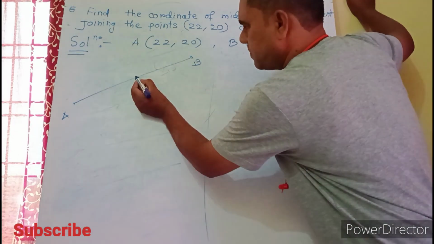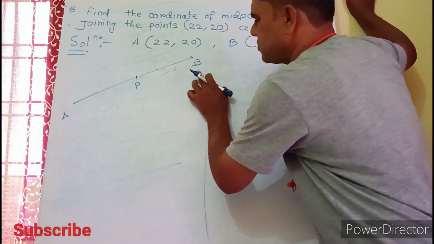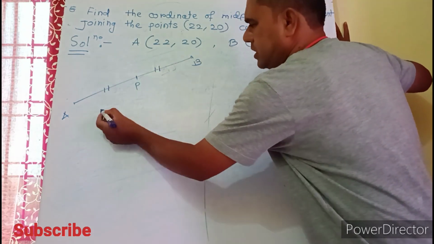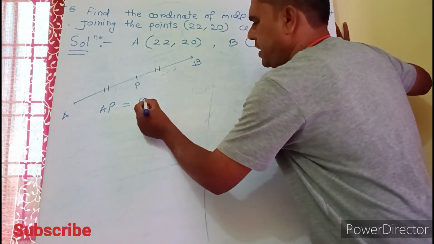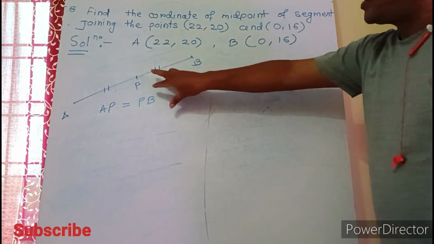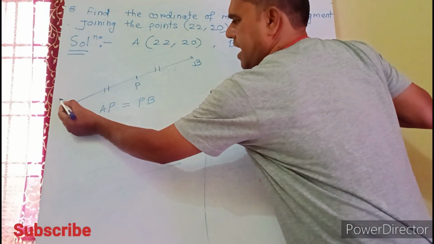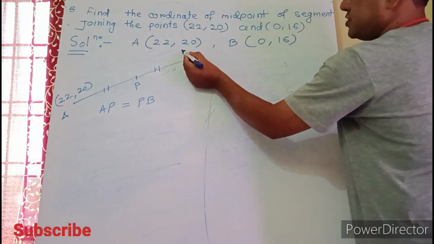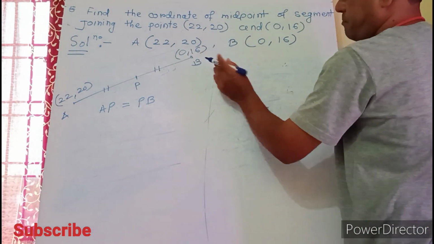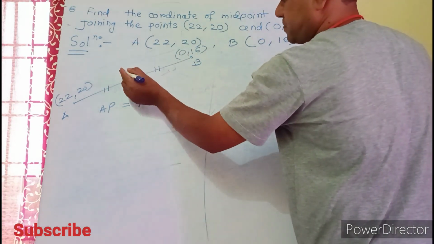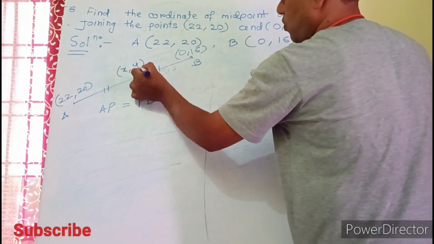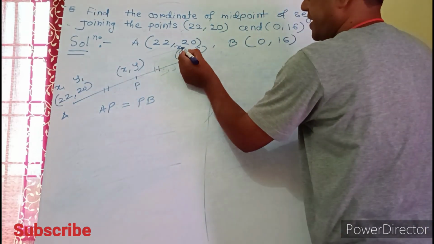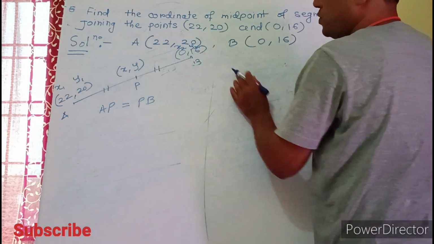Let us suppose that here is the point P, which is dividing the segment AB into two equal parts. Therefore, AP and PB are equal. AP equals PB because P is the midpoint. Let us consider (22, 20) as the coordinates of A, (0, 16) as the coordinates of B, and let us consider the coordinates of P as (x, y). Now this is x1, this is y1, this is x2, and this is y2.